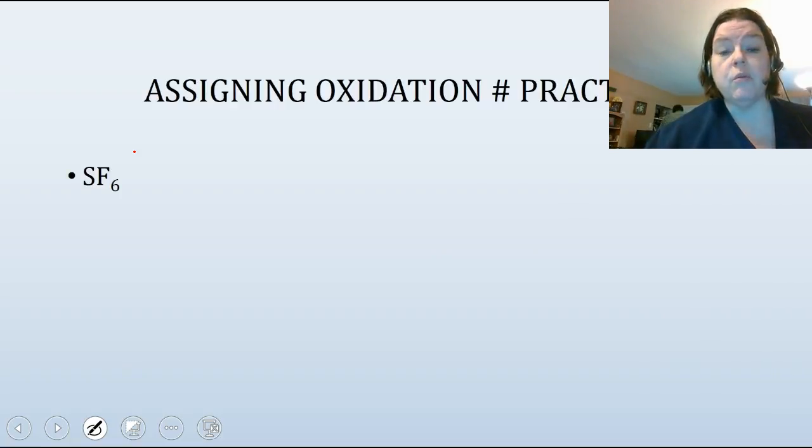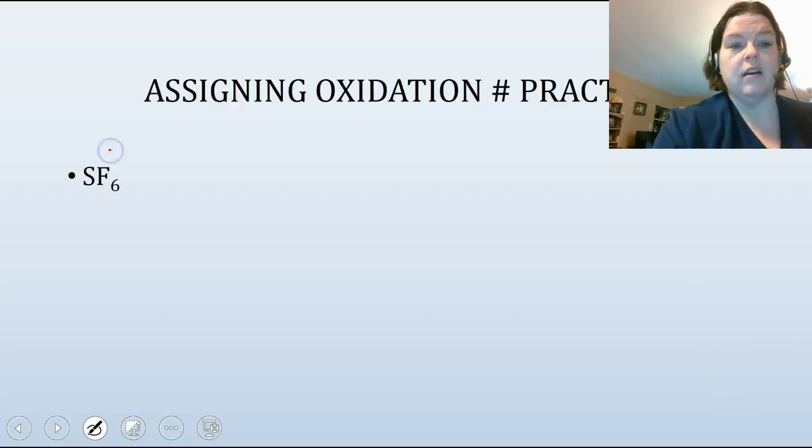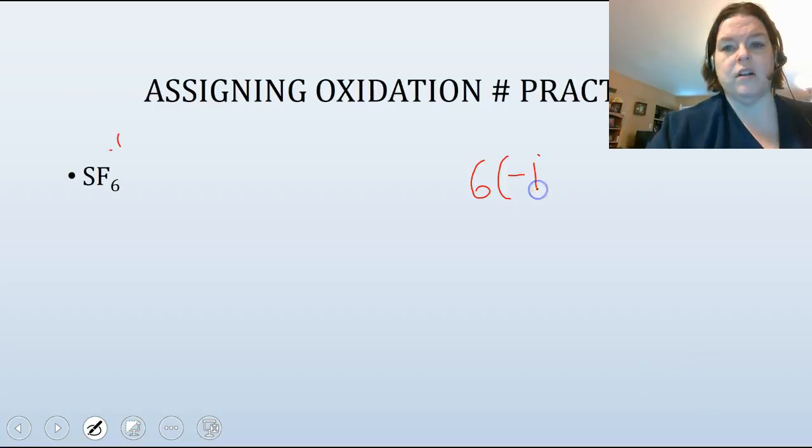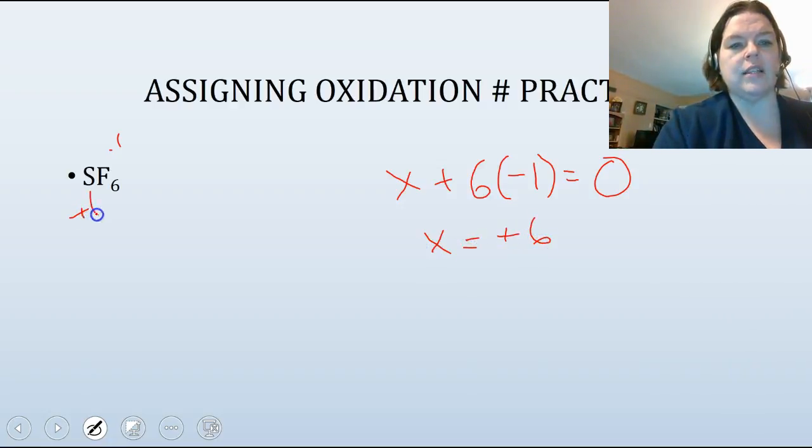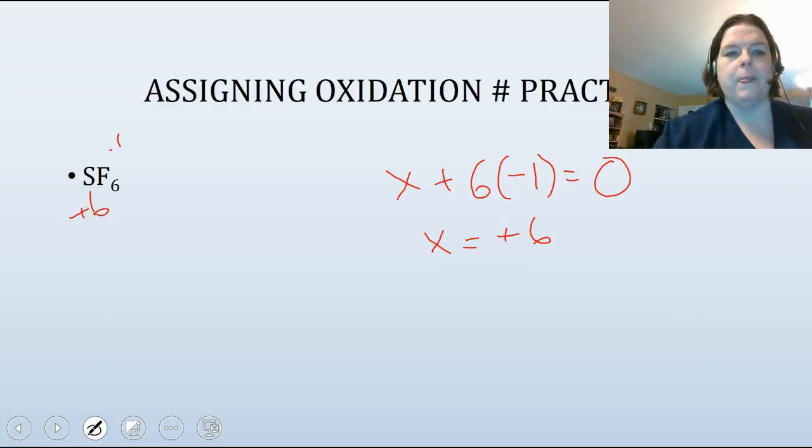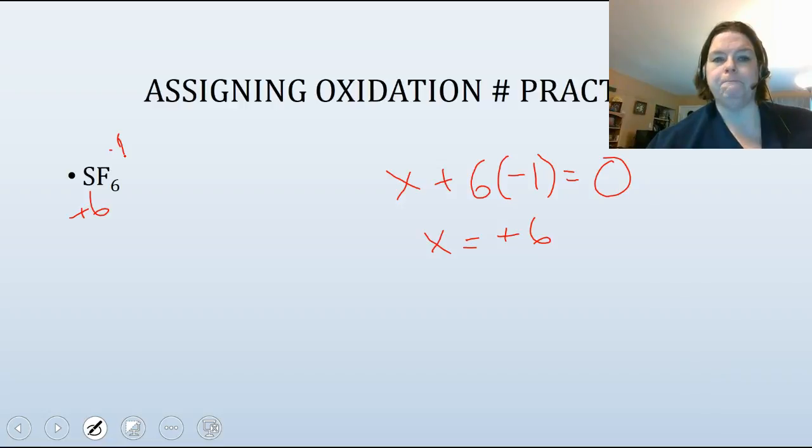Okay, let's try another one. SF6. So what's the rule? We look at fluorine. Fluorine always has a -1, because there are 6 of them, we've got 6 times -1. It's a compound, so everything is equal to 0. So what is S? X plus 6 times -1 is equal to 0. So X is equal to +6. So the sulfur here has a +6 charge, and the fluorine has a -1 charge. Sorry, I didn't write that very well with my finger.